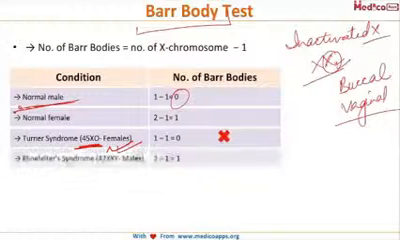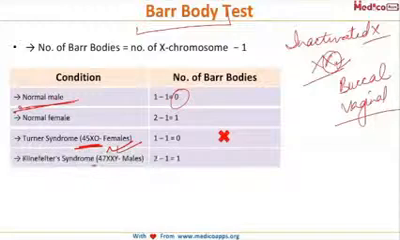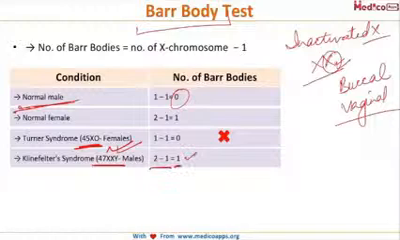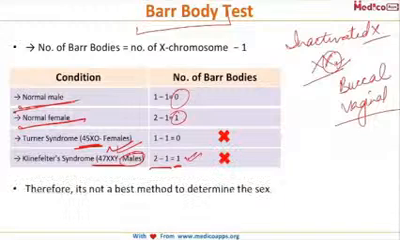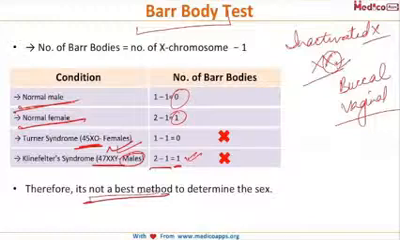The next is Klinefelter syndrome, and in this the genotype is 47XXY. Now in these individuals, the number of Barr body will be 2 X chromosomes minus 1, and that is 1. But we have told that if there is one Barr body, we expect them to be normal females. But these Klinefelter syndrome individuals are phenotypically males. So again, this is an exception to this rule. Therefore, it is not the best method to determine the sex.